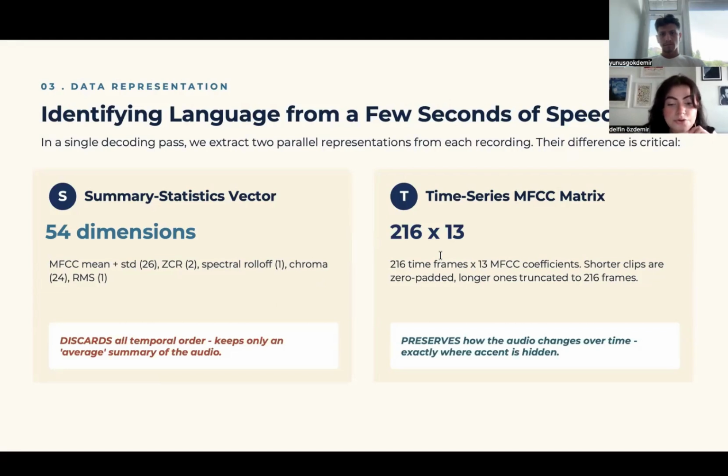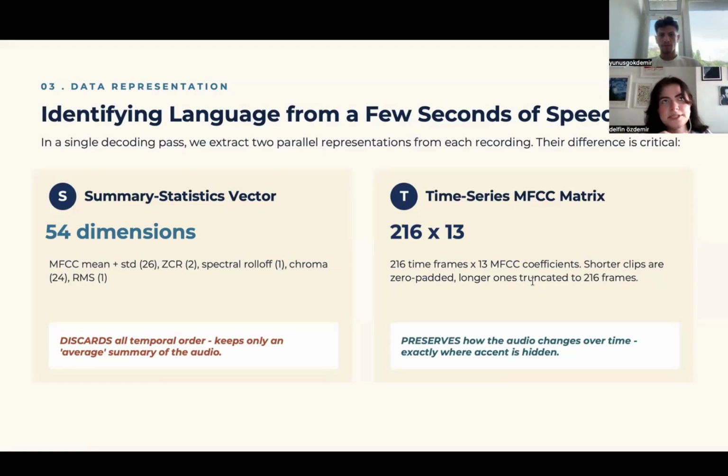On the right is the time series MFCC. Instead of averaging, we keep the MFCCs frame by frame for each sound, a matrix of 216 time frames by 13 coefficients. If a clip is shorter, we pad it with zeros. If it's longer, we trim it to 216 frames, so everything has the same shape. The crucial difference is that this representation preserves how the audio changes over time.